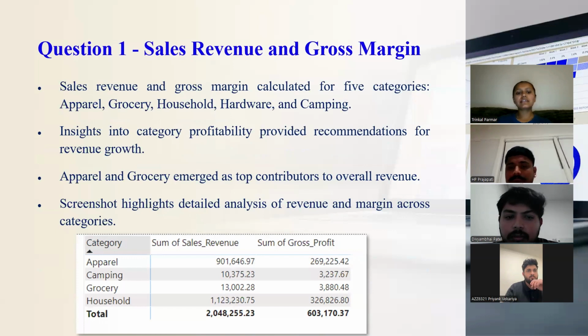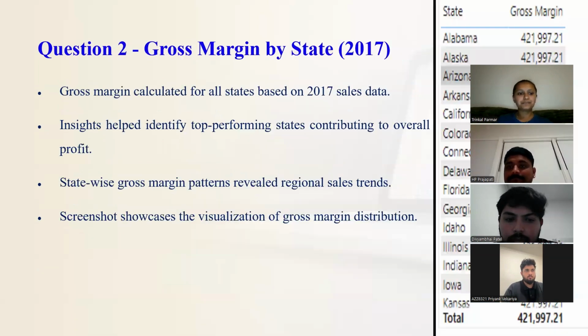The first question: sales revenue and gross margin. This analysis slide highlights the financial performance by category, and it accumulates the revenue and the gross margin to be useful in decision making.